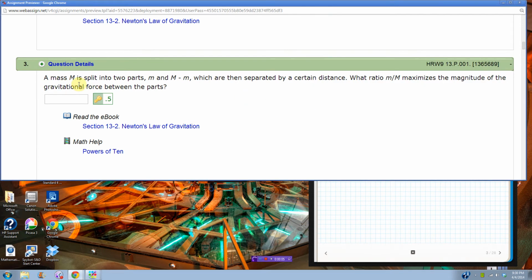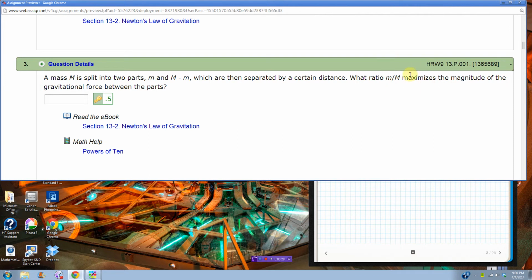HRW913P001. A mass m is split into two parts, m and big M minus little m, which are then separated by a certain distance. What ratio of little m to big M maximizes the magnitude of the gravitational force between the parts? Okay, first thing when you look at this, you're probably thinking, how in the world would you ever do that? So first clue here is this word maximizes.